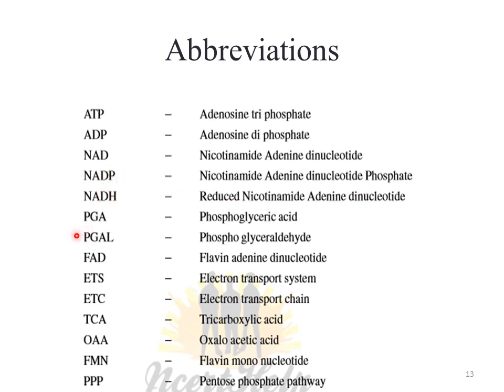PGA is phosphoglyceric acid. PGAL stands for phosphoglyceraldehyde. FAD stands for flavin adenine dinucleotide. ETS stands for electron transport system. ETC stands for electron transport chain. One is showing the system and the other one is showing the chain process. TCA, tricarboxylic acid; OAA, oxaloacetic acid; FMN, flavin mononucleotide; PPP, pentose phosphate pathway.